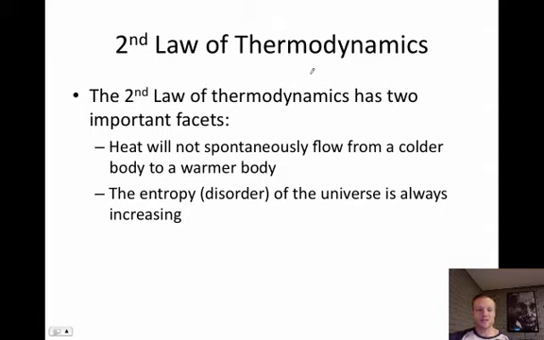The second law of thermodynamics has really two important facets. One is that heat will not flow from a colder body to a warmer body. And basically what that means is heat is a form of energy. And so an area of high energy will not gain more energy from an area of low energy.